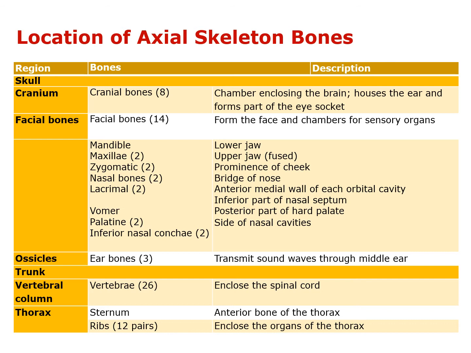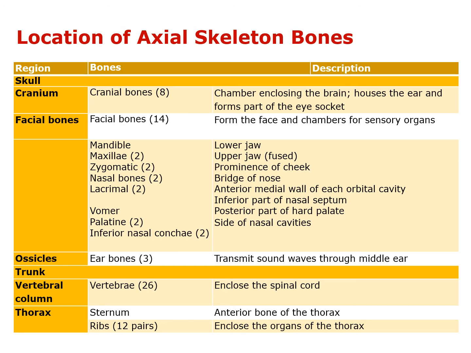You also have ear bones. Then you have your ear bones inside your ears. They're called ossicles. There's 3 in each ear. Okay, and they transmit sound waves through the middle ear. They're not actually attached to the rest of the skeleton, and we'll learn more about those when we talk about the senses. In the trunk, we have 26 vertebrae that enclose the spinal cord, and the thorax, which consists of your sternum and 12 pairs of ribs.